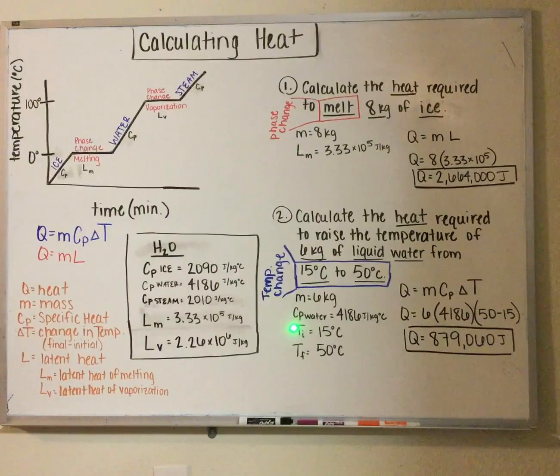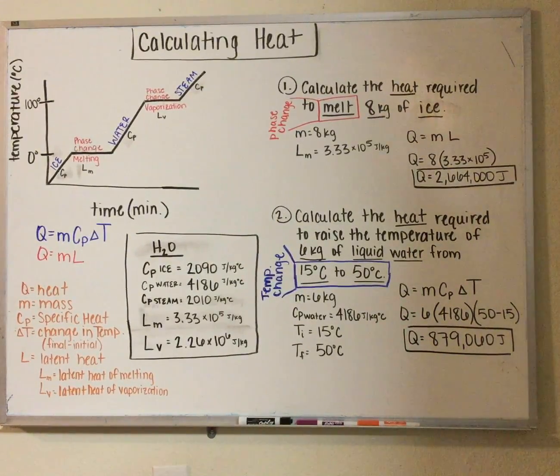All right, then I have my initial temperature and final temperature. Initial, I start out at 15 degrees Celsius. Final, I end at 50 degrees Celsius. So I have Q equals M CP delta T. Q equals M is 6. My specific heat of water, 4186. And my delta T is final minus initial, 50 minus 15, final minus initial. Subtract this, multiply by that, and you get the answer here.